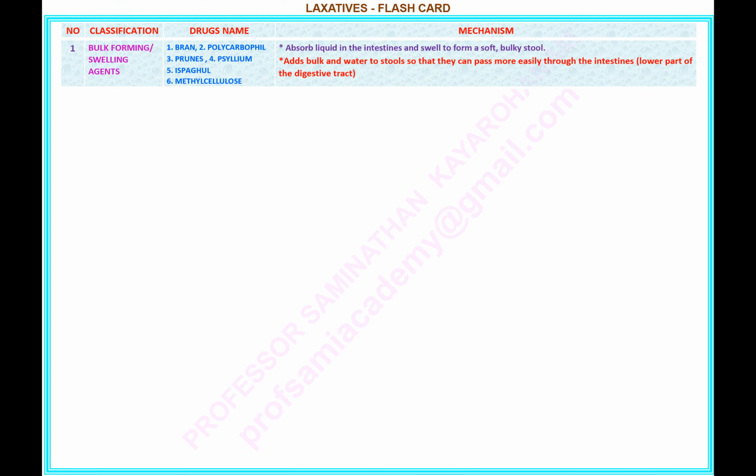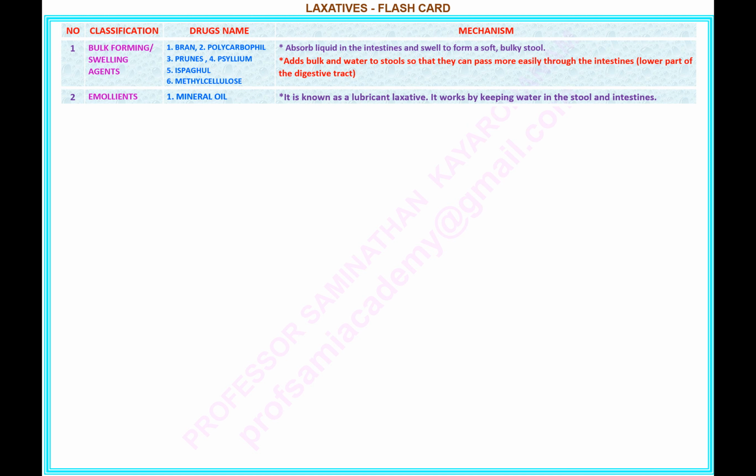Number 1. Name of the classification: bulk forming and swelling agents. Drug's names under this classification: 1. Bran, 2. Polycarbophil, 3. Prunes, 4. Psyllium, 5. Aspergillus, 6. Methylcellulose. Mechanism of bulk forming: swelling agents absorb liquid in the intestines and swell to form a soft, bulky stool. Adds bulk and water to stools so that they can pass more easily through the intestines, lower part of the digestive tract.